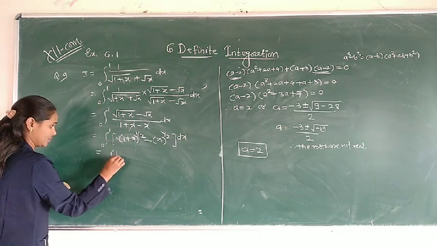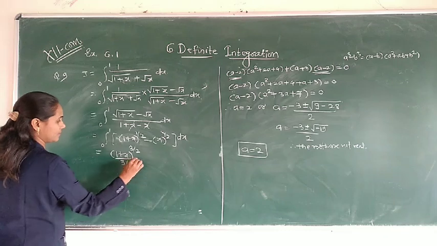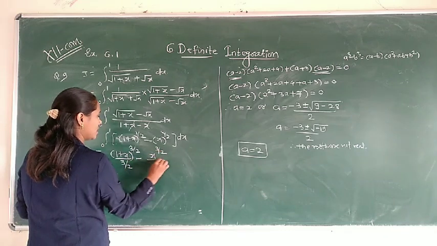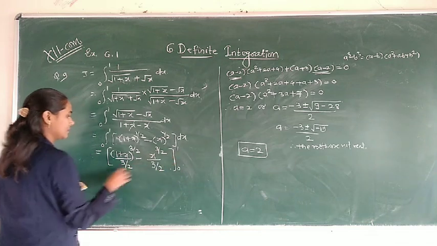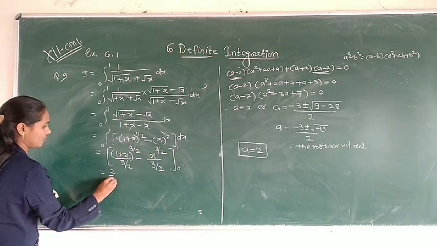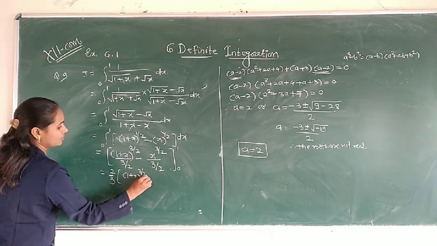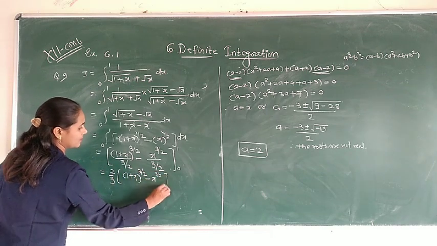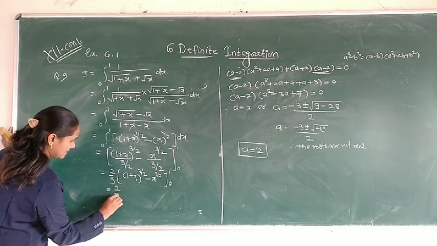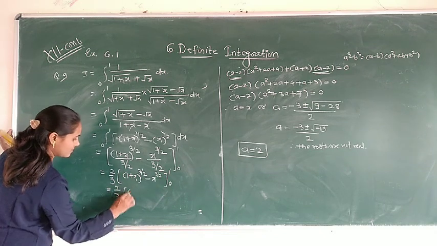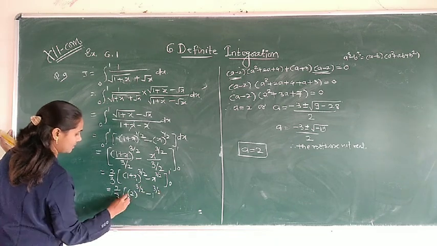Integration of 1 plus x raised to half is 1 plus x raised to half plus 1, that is 3 by 2, divided by 3 by 2, minus x raised to 3 by 2 upon 3 by 2. Limits of integration are 0 to 1. We take 2 by 3 common from these two: 1 plus x raised to 3 by 2 minus x raised to 3 by 2. The limits of integration are 0 to 1, 2 by 3 as it is. If we take the upper limit, 1 plus 1, 2 raised to 3 by 2, and minus 1 raised to 3 by 2.